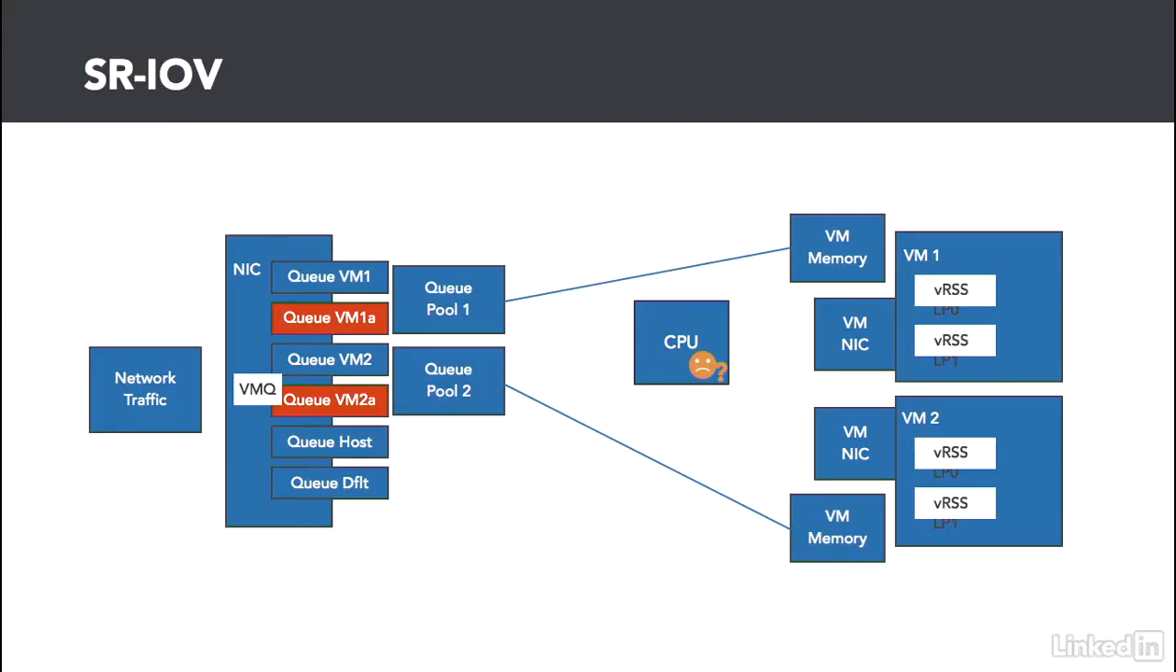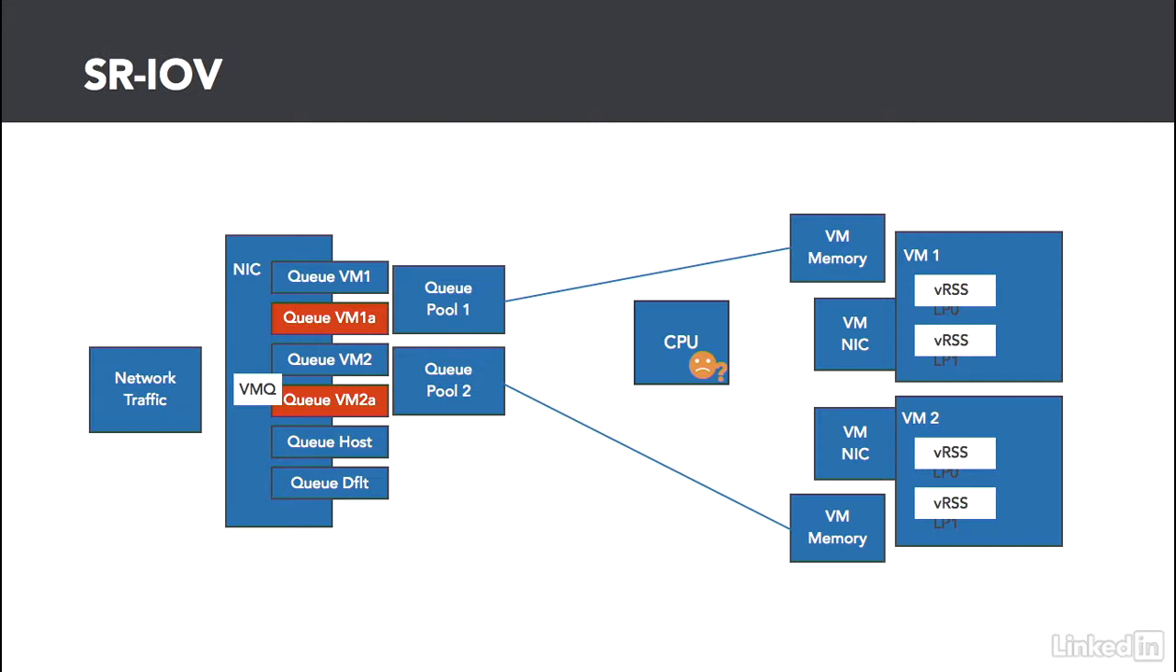So SR-IOV seems like a pretty good deal. The high-powered NIC is already doing the sort into queues, so we can cut the hypervisor, including the virtual switch, out of the transfer entirely. Fewer people handling the information means faster transfer of information.